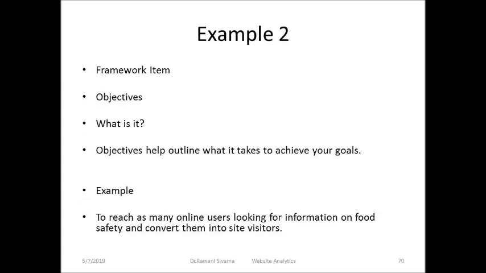Similarly, let's go to the objectives. Objectives help to outline what it takes to achieve your goals. So for example, I can have this one: to reach as many online users looking for information on food safety and convert them into site visitors. Similarly, if someone is seeking admission to a particular college or university, what things can a parent see or observe that the college or university is going to offer, so that the child is admitted to that particular college or university.